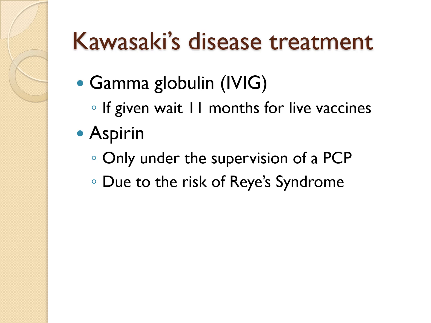We tell the parents, we educate the parents that they are to wait 11 months for any live vaccines. So it's definitely something that we need to make sure that we educate the parents on. The other treatment is high-dose aspirin. So we are going to give them high-dose aspirin, and they basically are under the supervision of their primary care provider. They usually will start the high-dose aspirin while they're in the hospital and continue it when they're at home, but with specific doses. It's a short-term dose of high-dose aspirin.